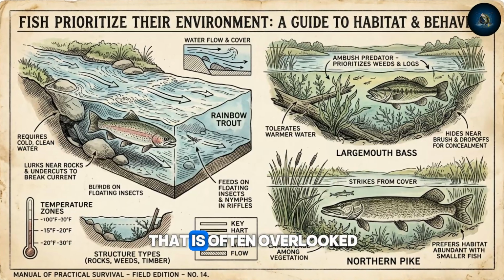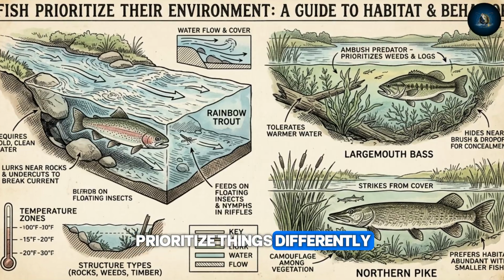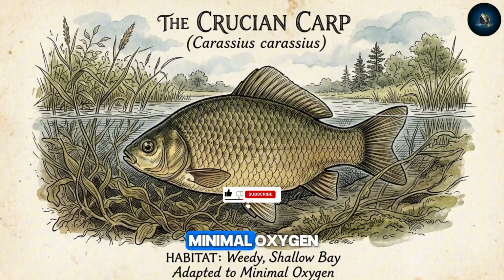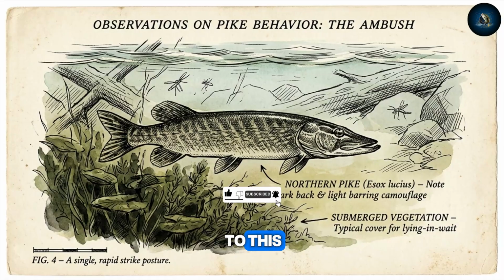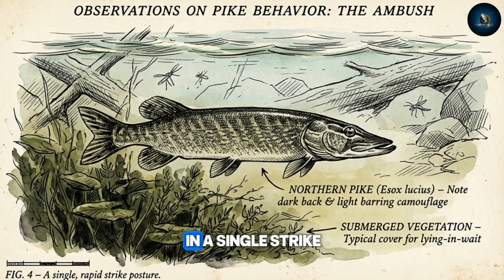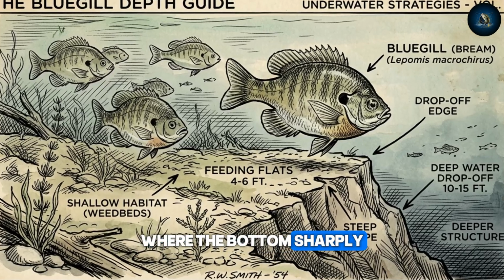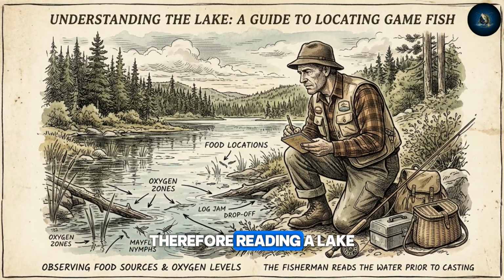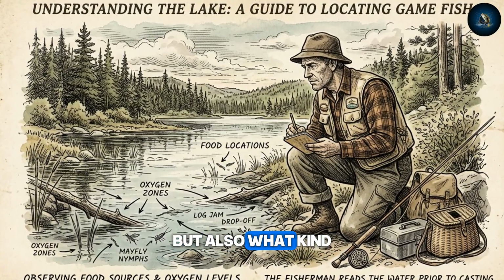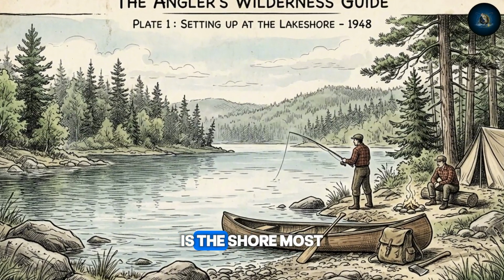There is another point that is often overlooked. Different species of fish prioritize things differently. Crucian carp will sit in a weedy shallow bay, even with minimal oxygen, as they are adapted to this. A pike will choose an ambush spot on the edge of the weeds, where it can attack in a single strike. Bream will move to the drop-off, where the bottom sharply changes depth. Therefore, reading a lake means understanding not only where the food and oxygen are, but also what kind of fish you are targeting.